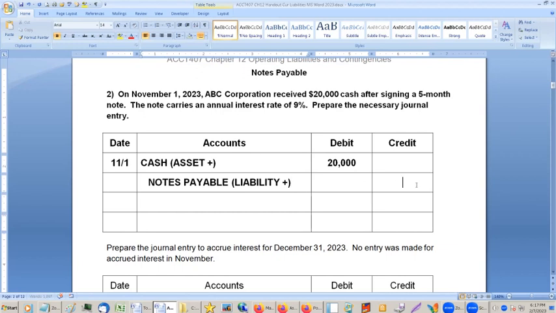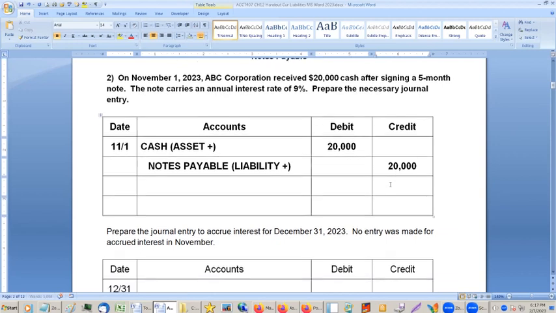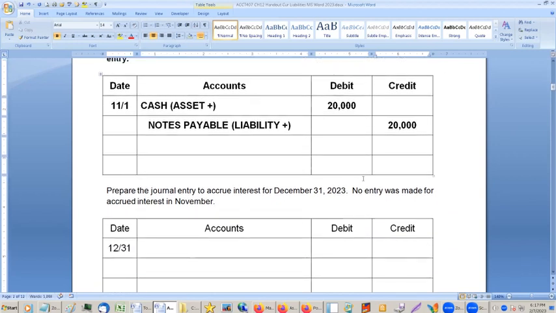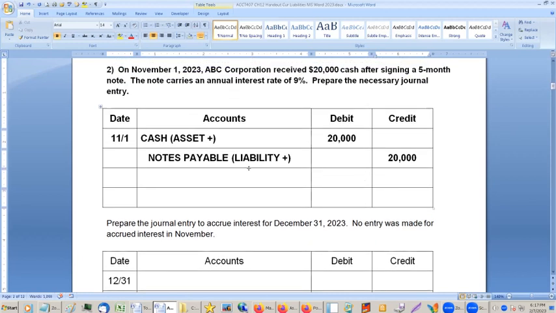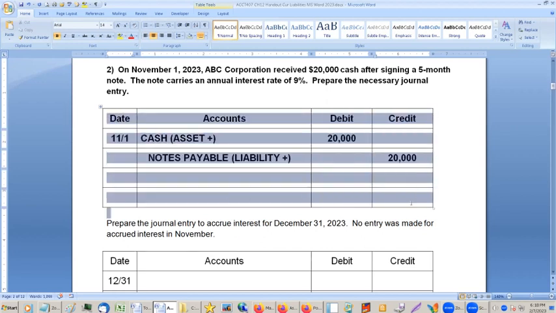Liability is also going up. We now owe 20,000. I'm not sure why I have such generous journal entry forms here. This is kind of large.